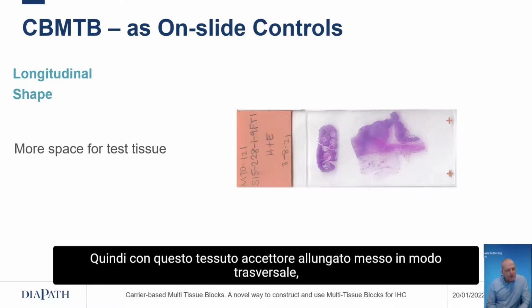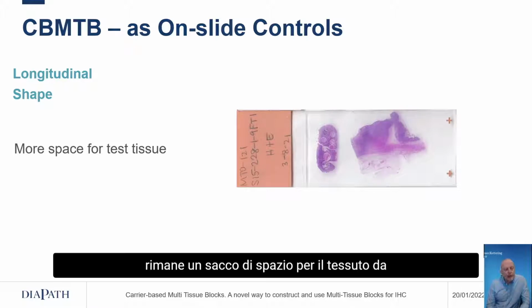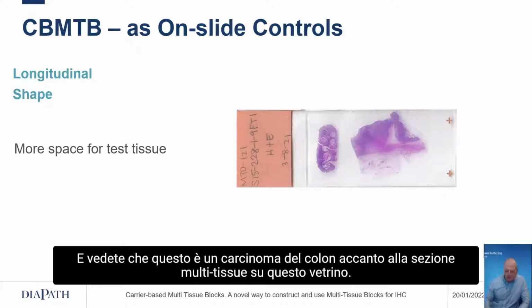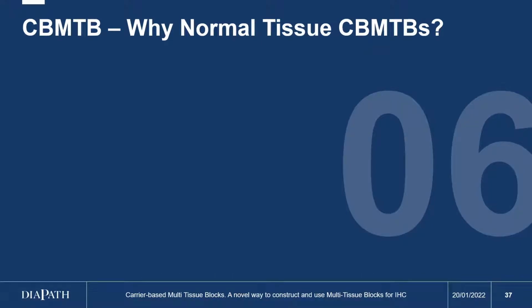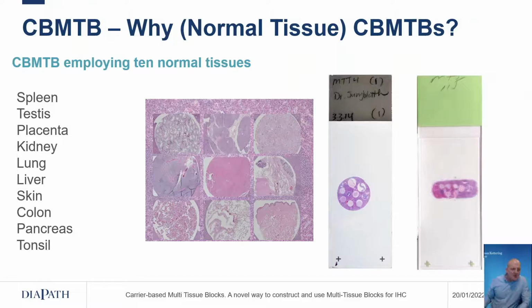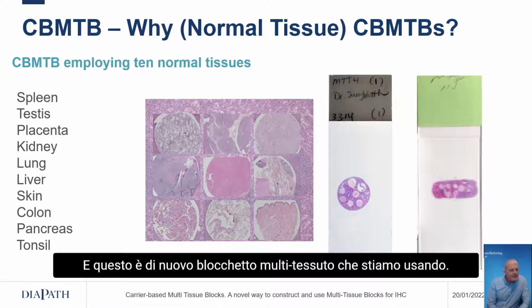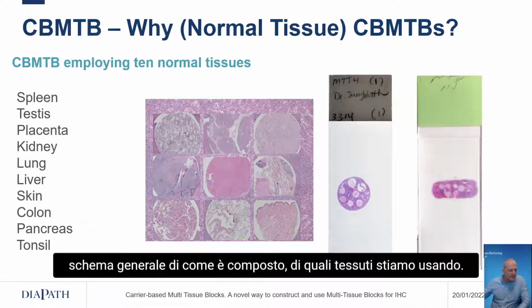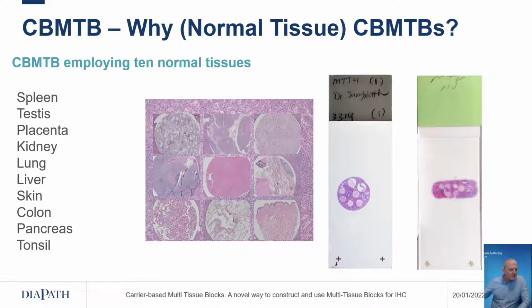The advantage you can see here is that with a longitudinal tissue, there is lots of space for a rather big tissue on the remaining area of the slide. That's a colonic carcinoma, which we kept on this slide. This is again just the tissues that we're using. It's not a magnification, just a general picture of which tissues we are using.